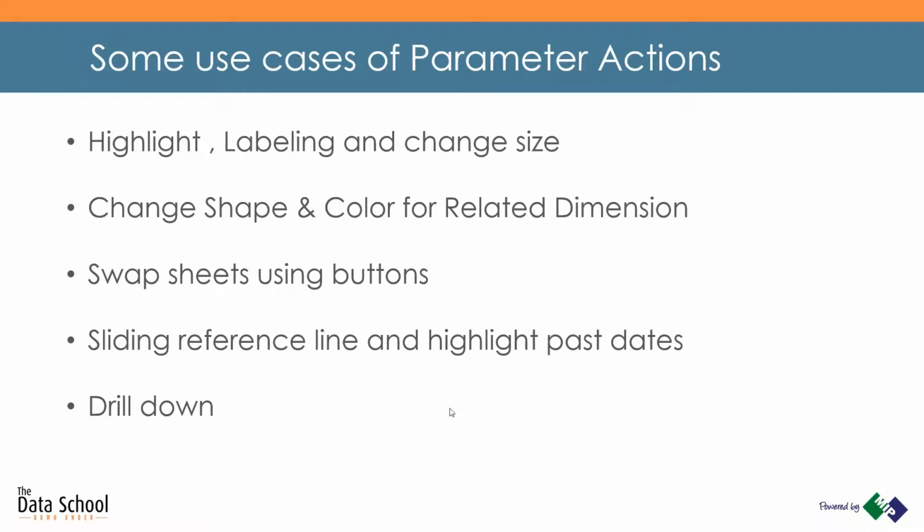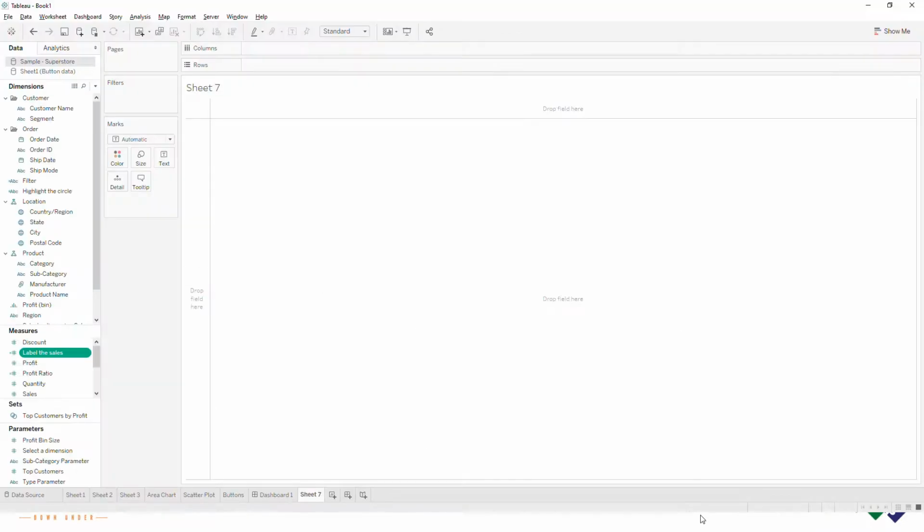The next use case of parameter action is a sliding reference line that highlights the past date. We are going to create a moving reference line that we can hover over. It will reveal the sales value at the top of the reference line. Also, it highlights the past date data. In order to show that, let me open the Tableau workbook, and I'm using the same Superstore dataset here.